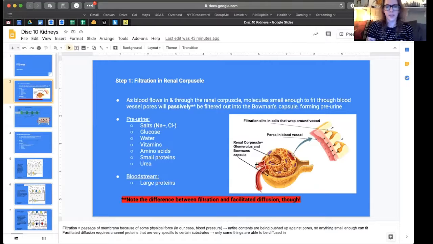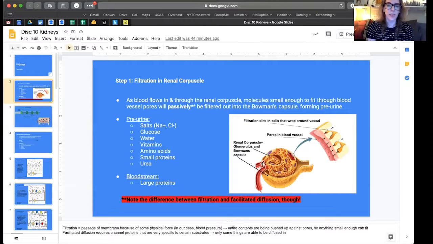All right, so the first step when the blood is entering the kidney is the filtration step. Here we can see the blood entering into the renal corpuscle, and what's happening at this stage is filtration. Filtration is a type of passive transport that utilizes a pressure gradient to make something move across the membrane. On the membrane of the blood vessels, there are little pores that are open and will allow basically anything that gets pushed into them to cross out the other side.